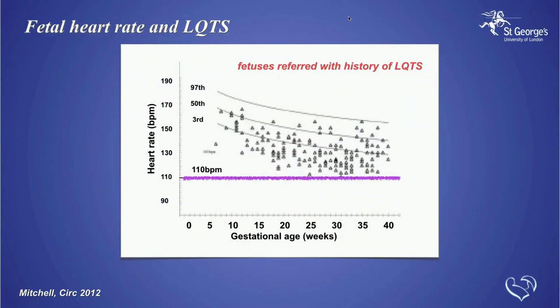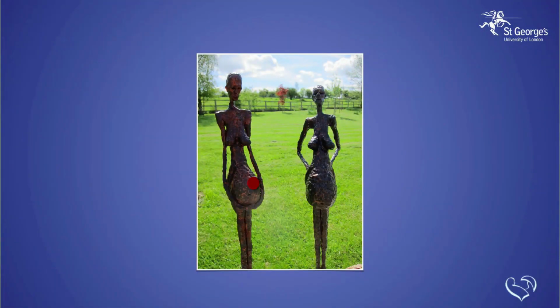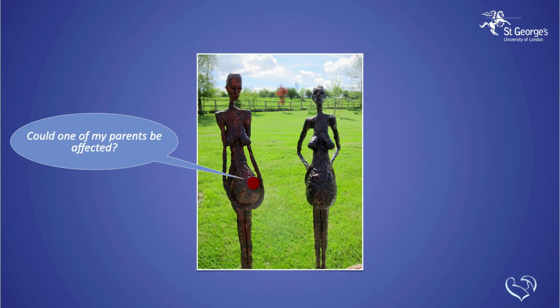So this is the same graph that I showed you before for fetuses referred with long QT syndrome. The baseline heart rate in them, a lot of them are below the third centile. So this is the normal range, and if you use this heart rate, you're going to miss all of those that have a relative bradycardia. Same group studying that. So if we have pregnant women and we have a baby with bradycardia, you have to say, could one of my parents be affected? So there's a lot of inheritance in these. Malignant arrhythmia sometimes can present with fetal bradycardia as well. So just need to think wider outside the fetus and into the family.